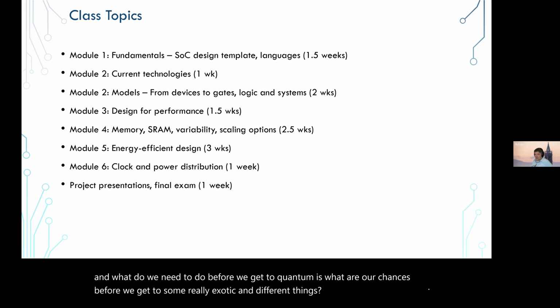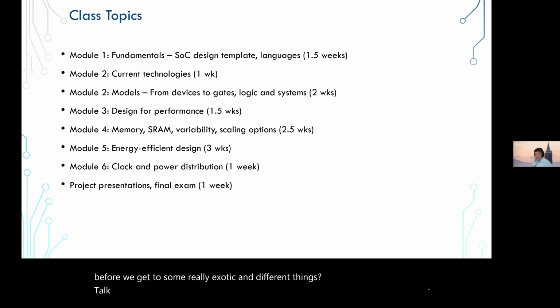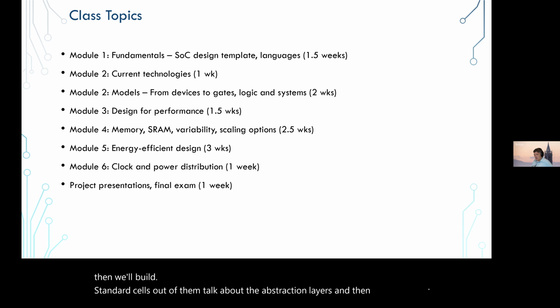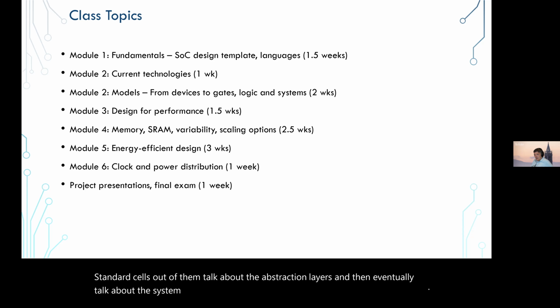We'll talk about models. We'll start with transistors. We'll build the gates out of that. And then we'll build standard cells out of them, talk about the abstraction layers, and then eventually talk about the system level modeling. We'll spend some time designing for performance.